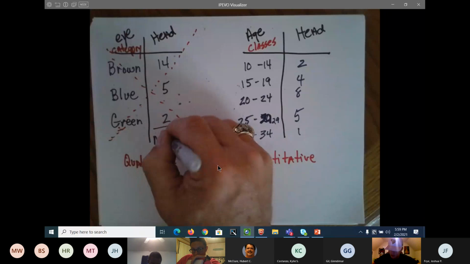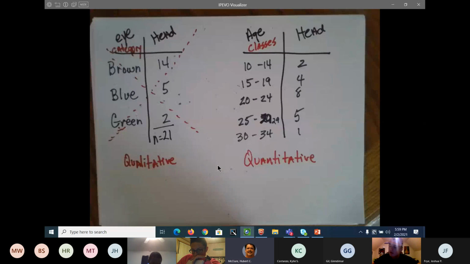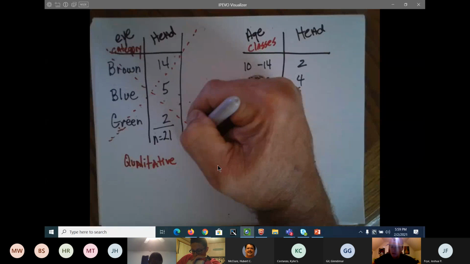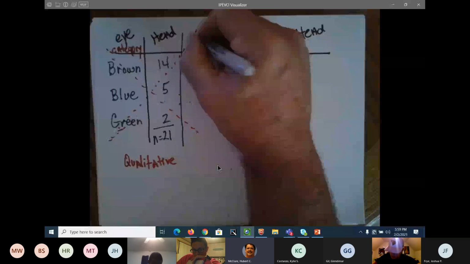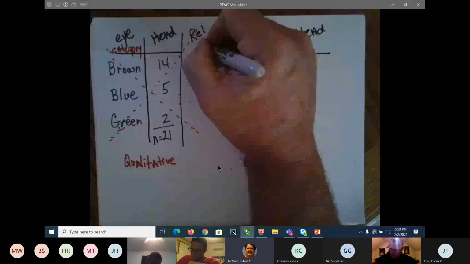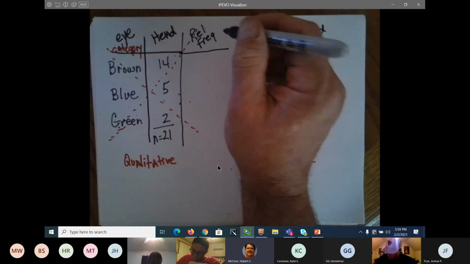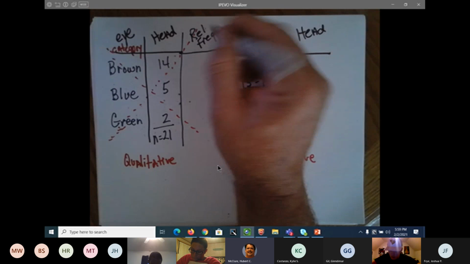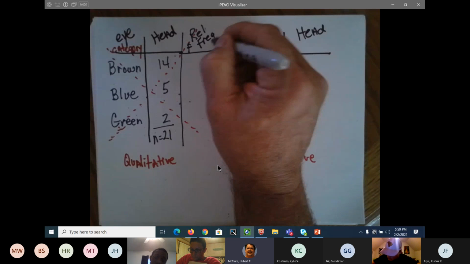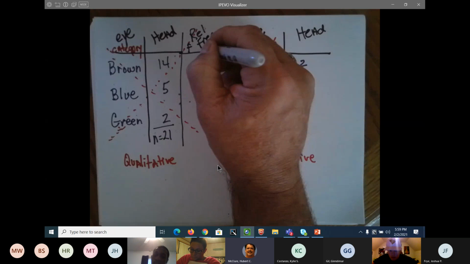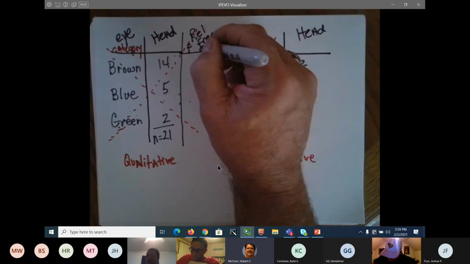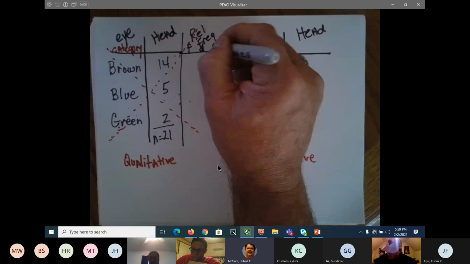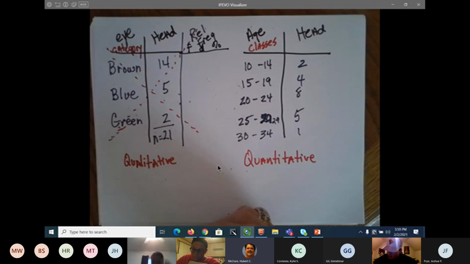It is. And now I'm going to add another column. And we're going to call it relative frequency. Now, I will say that sometimes they want it in terms of a fraction. Sometimes they want it in terms of a decimal. And sometimes they want it in terms of a percentage. Most of the time, 90% of the time, they want it as a decimal.